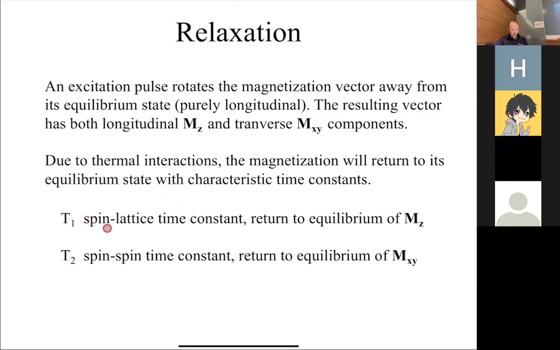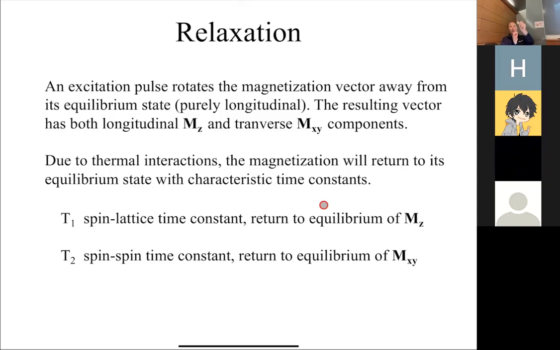One is T1, which is the spin-lattice time constant. This is the return to equilibrium of M sub Z. The way to think about this is, M sub Z is at full magnetization. When I tip it, it's gone to 0, but it wants to return back to full magnetization. That's the T1 relaxation. For T2, I have no Mxy component to begin with, and I create it with the excitation. This is going to die away.